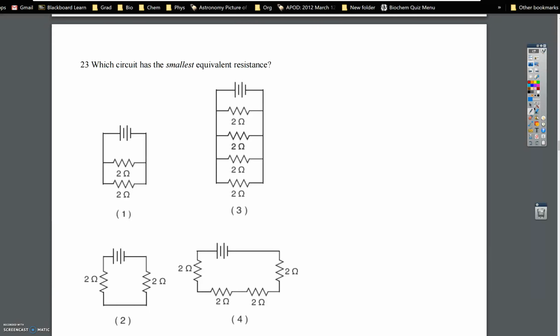So the first question: which circuit has the smallest equivalent resistance? Equivalent resistance just means total, and we've gone over that. For example, number 1 here has branch points, so I know this is parallel. Number 3 also has branch points in between circuits, so I know this is parallel.